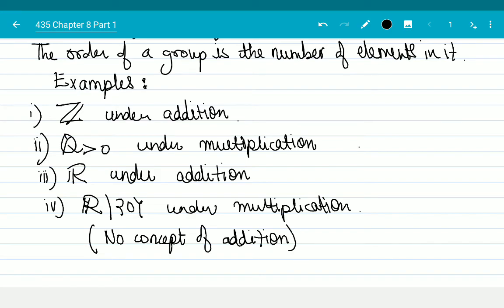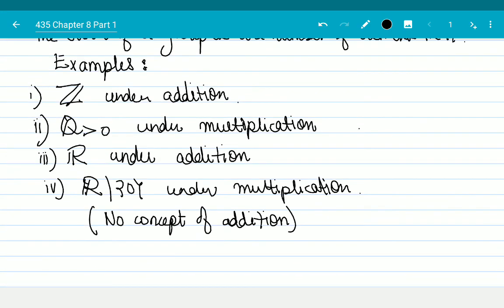When you're looking at multiplication, there is no idea of addition. When you're looking at addition, there is no idea of multiplication. Okay? There's exactly one group.